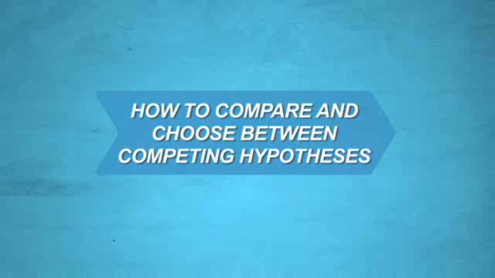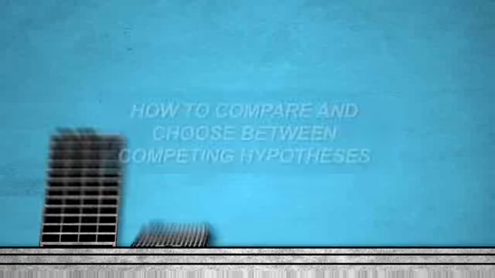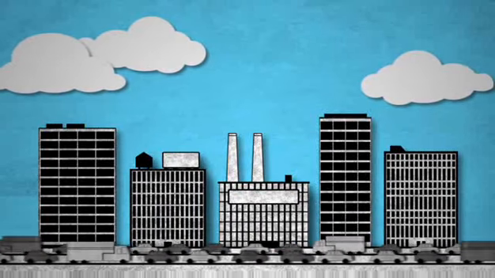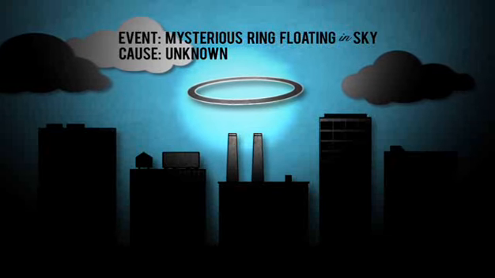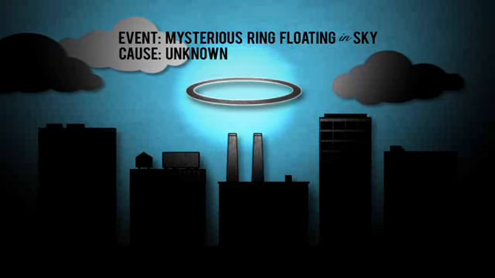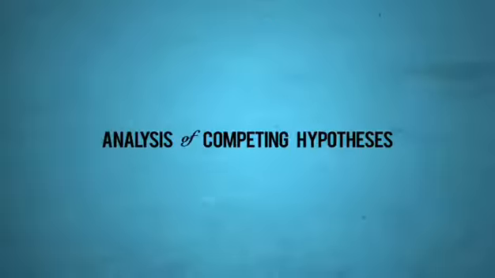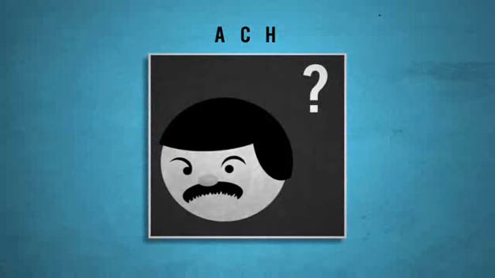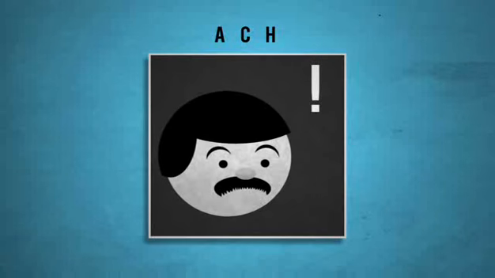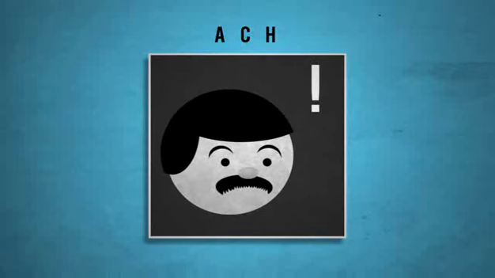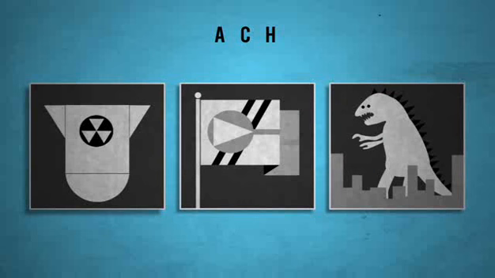How to compare and choose between competing hypotheses. Not all questions have definitive answers. In the absence of certainty, analysis of competing hypotheses, or ACH, can help differentiate between plausible answers and objectively and systematically determine the most likely explanation. Originally designed for analyzing national security issues, ACH can be just as useful in everyday life.